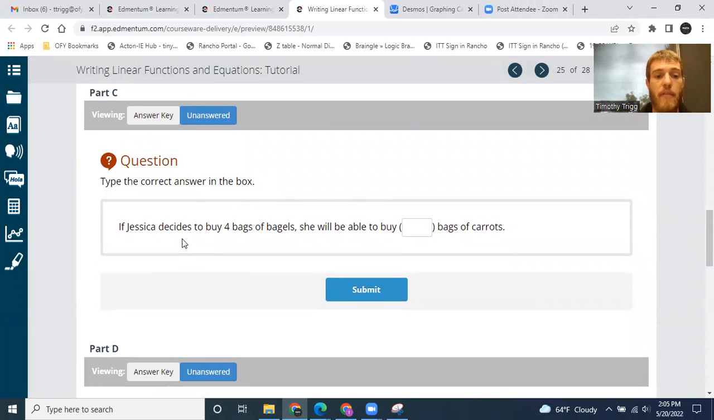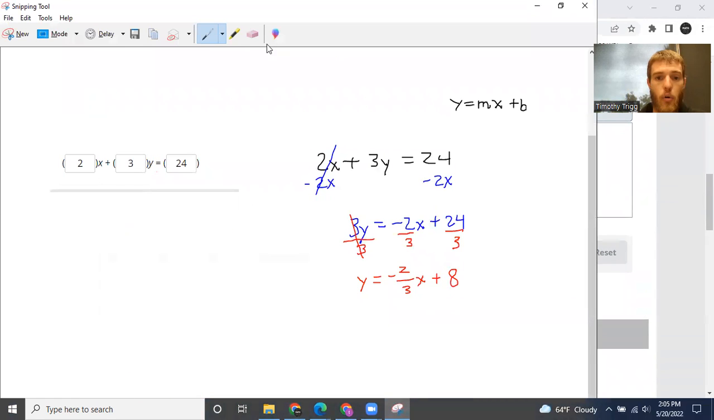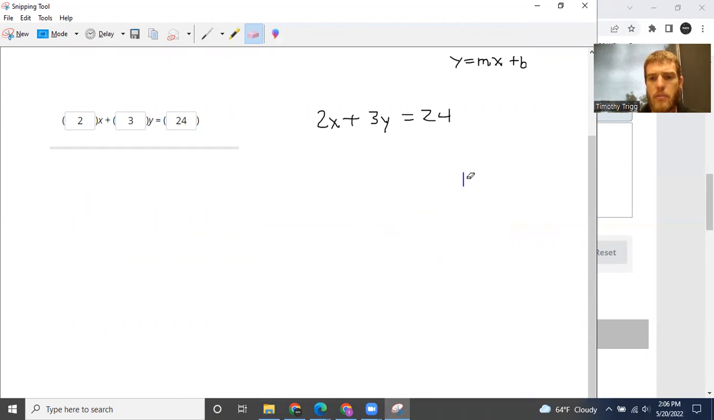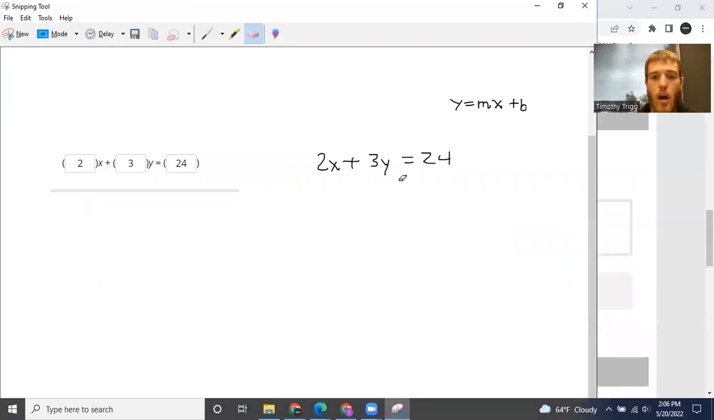If Jessica decides to buy 4 bags of bagels, so in this case, the y-coordinate they're saying is 4, she will be able to buy blank bags of carrots. So I'm going to use this standard form equation here, the 2x plus 3y equals 24. And how many bags of bagels did they say? 4 bags of bagels. So our y value is 4, essentially.